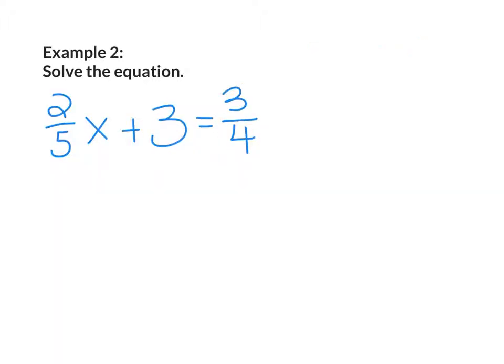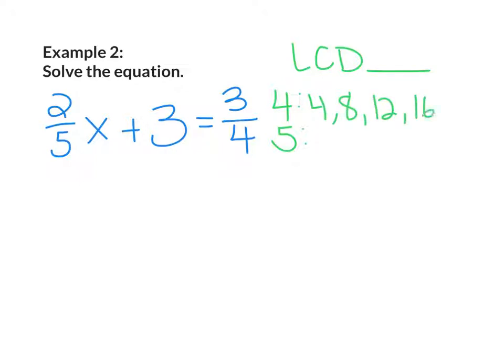Example 2. Solve the equation: 2/5x plus 3 equals 3/4. In order to solve this equation, I need to find the LCD. In order to do that, I need to list my denominators, which are 4 and 5. The multiples for 4 are 4, 8, 12, 16, and 20. Multiples for 5 are 5, 10, 15, 20, and 25.